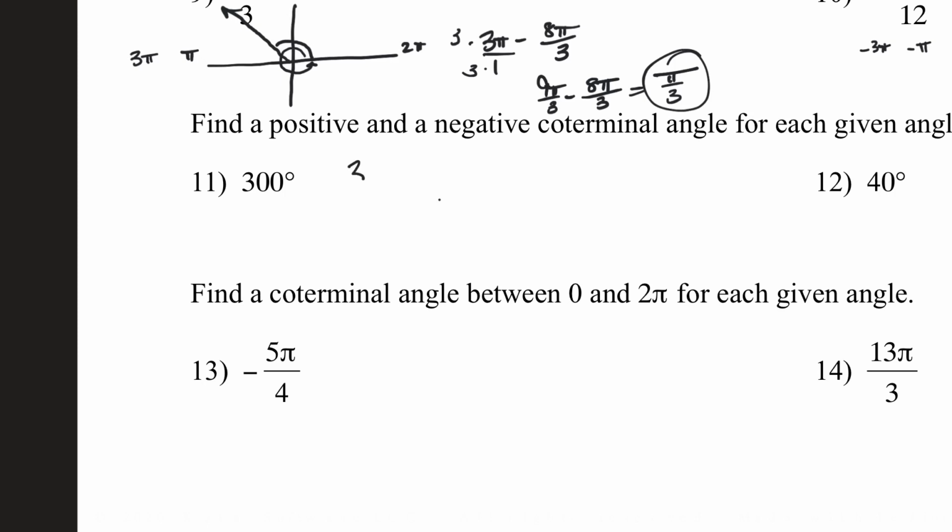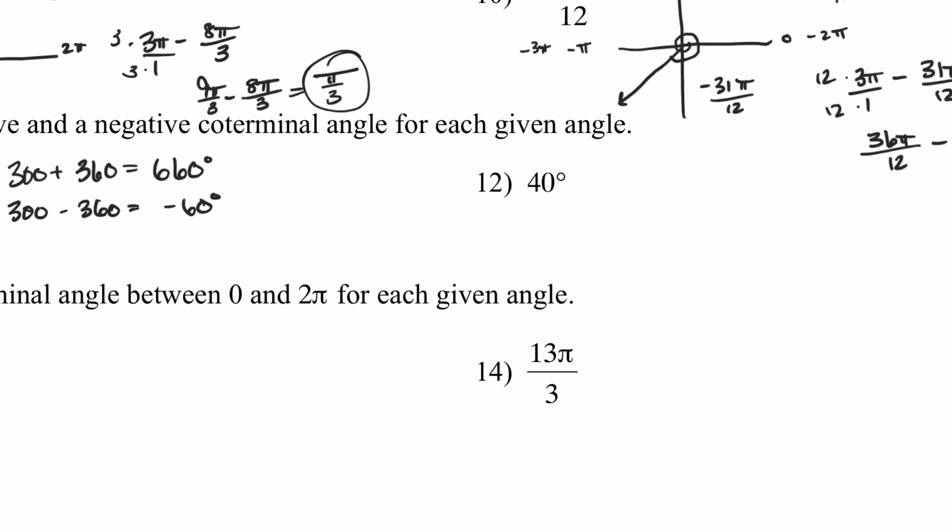Okay, so now we're down to number 11, and this is a much easier task. We're not really having to do a whole lot. We want to know a positive and a negative coterminal angle for each given angle. That means I can't give the angle that's there. So I'm going to add 360 and subtract 360 to make sure that I have at least one positive and one negative angle in my result. So 660 and negative 60 work great.